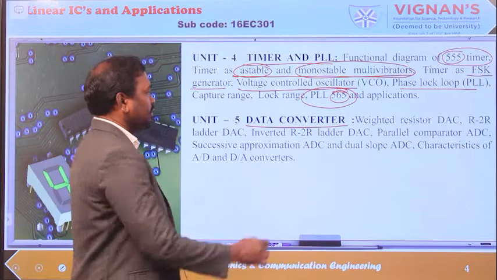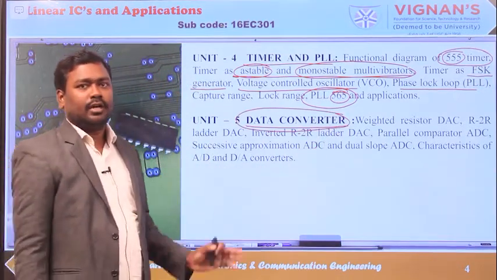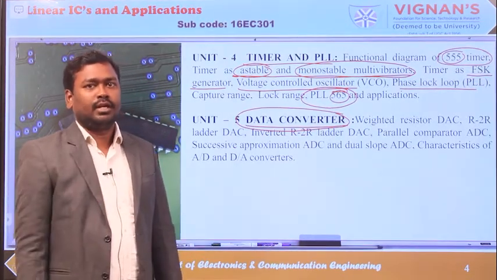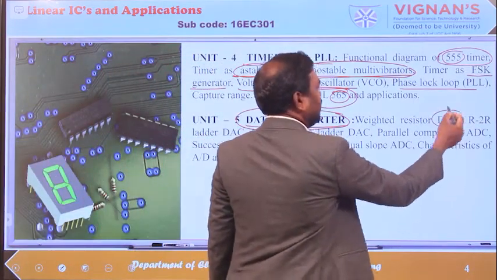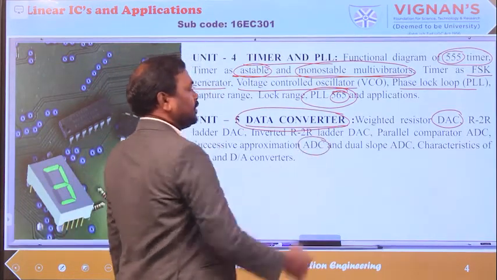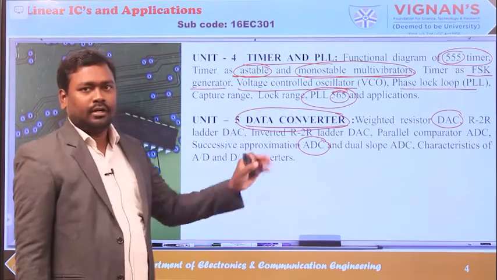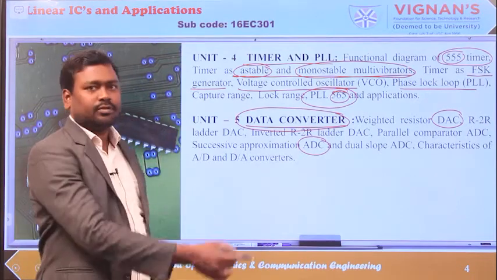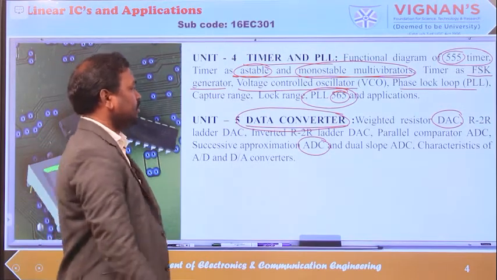So, we need data converters to convert analog information into digital information and digital information to analog information. So here DAC stands for digital to analog converter and ADC stands for analog to digital converter. So there are different ways to design DACs and ADCs.